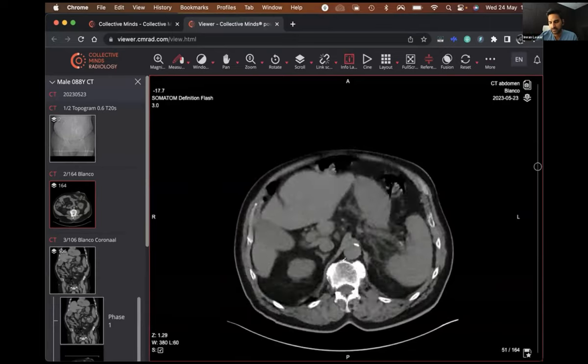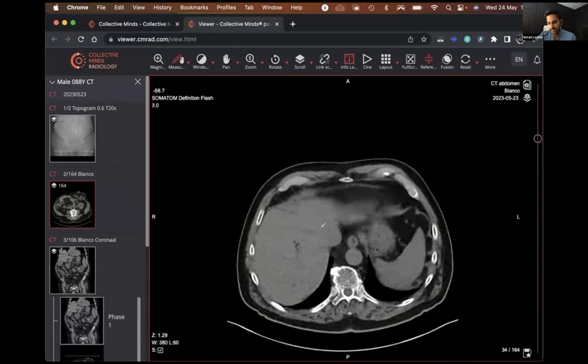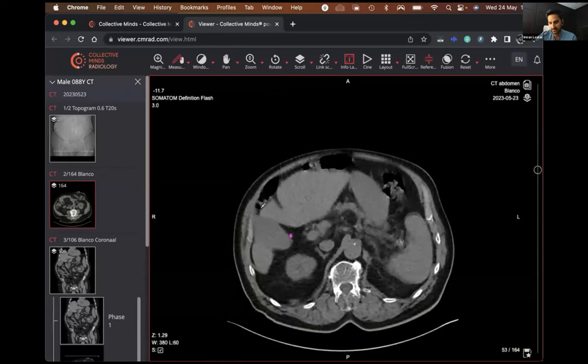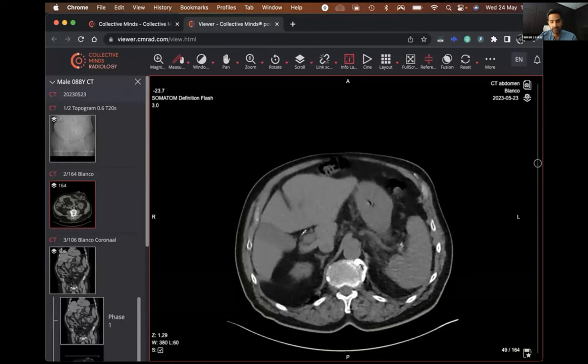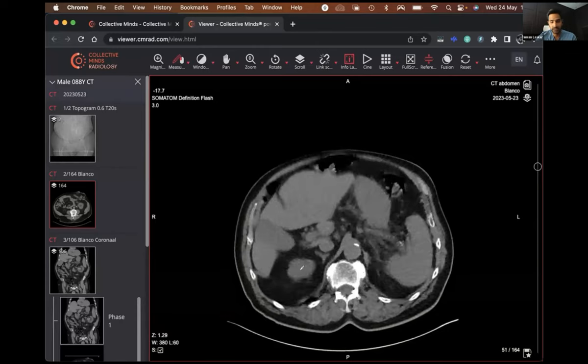So hematuria, I think, was the issue. So the liver actually looks okay. Gallbladder looks okay. The gallbladder is in this region over here. And then looking at the kidneys, right? So let's have a look at the kidney. So that's the right kidney there.